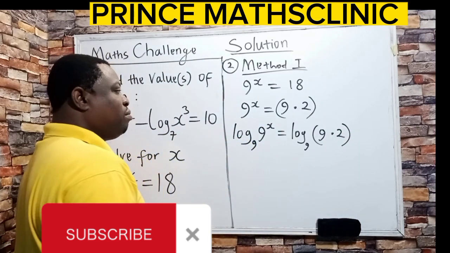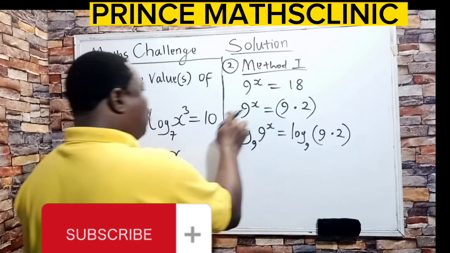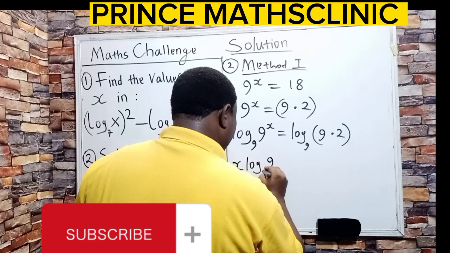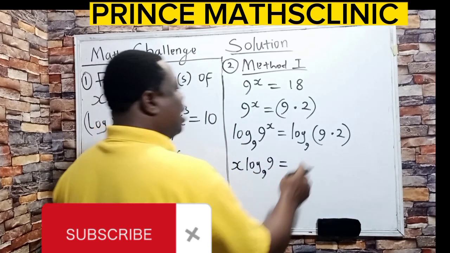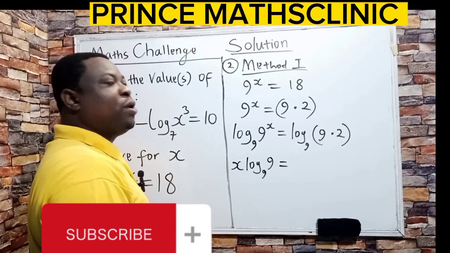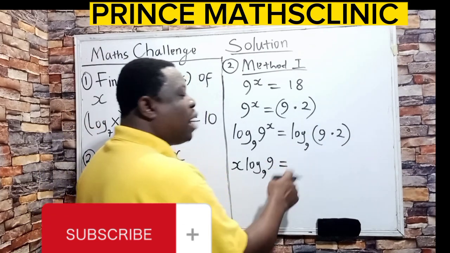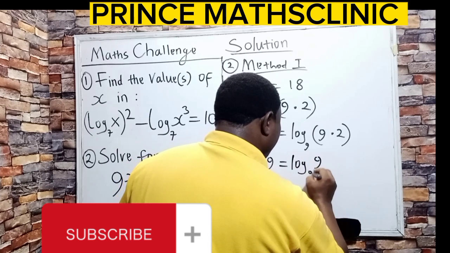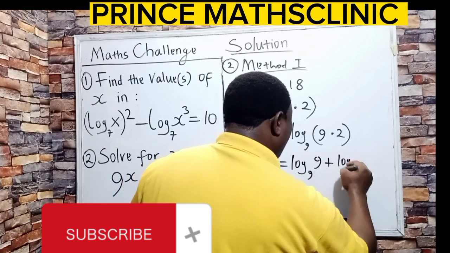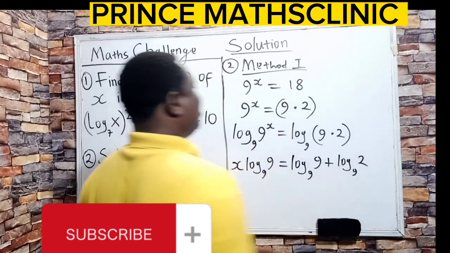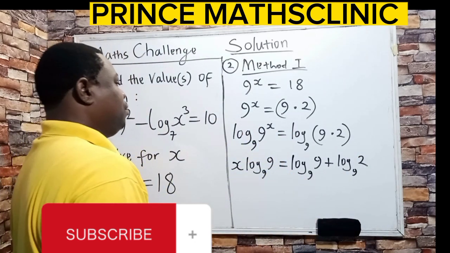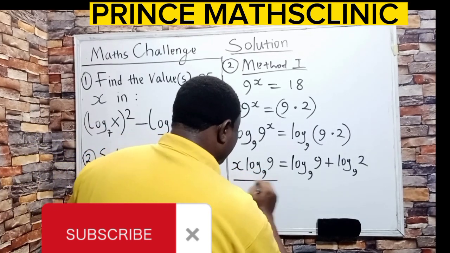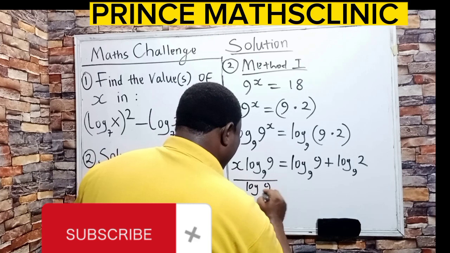Using the laws of logarithm, I know that this power will multiply the log. This becomes x log 9 base 9. Then, using the laws of logarithm under multiplication that have the same base, you add up the log. So this becomes log 9 base 9 plus log 2 base 9. Then, to make x stand alone, I have to divide both sides by log 9 base 9.